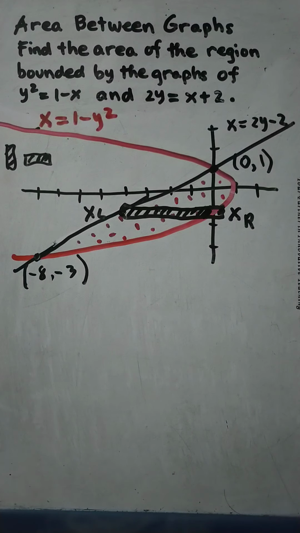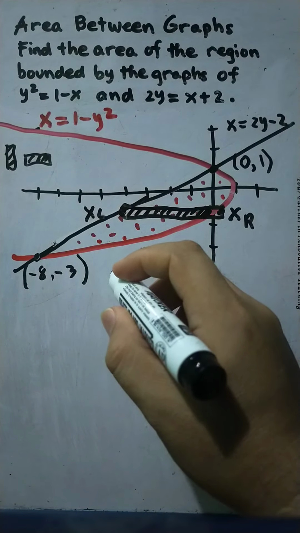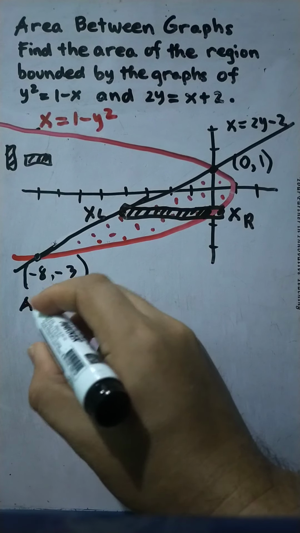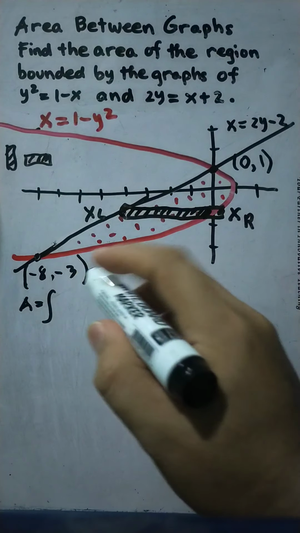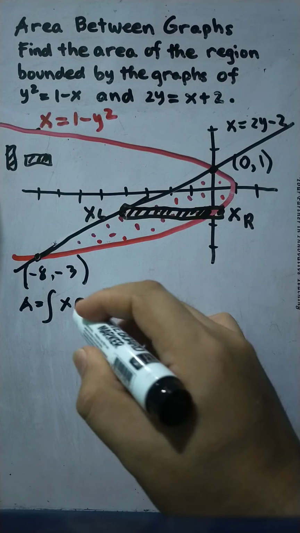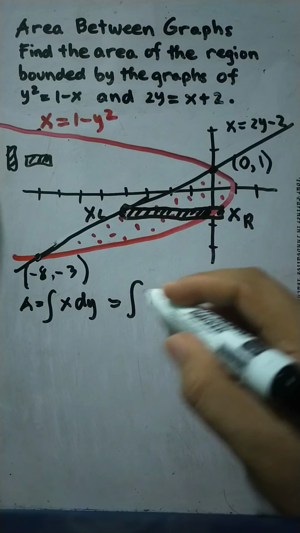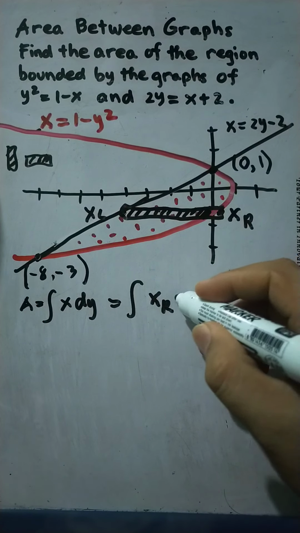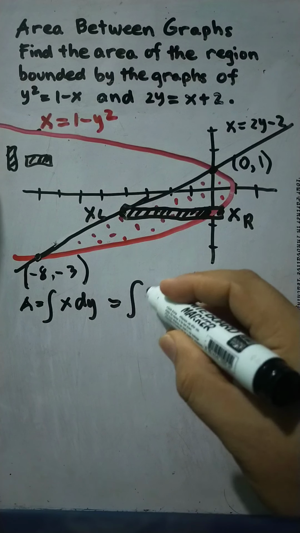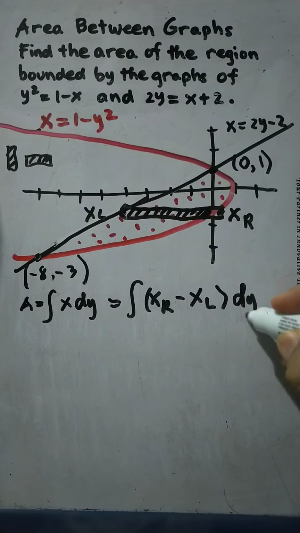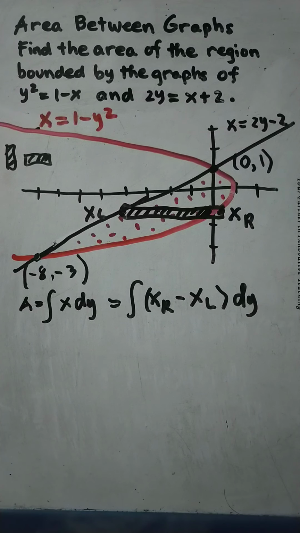So that when we find the area, it is equivalent to the integral of x dy, or the integral of, instead of writing x, I am using xr minus xl dy. Okay? Now, how about the limits? Take note, that is dy. So, if that is dy, we will base our limits on y.